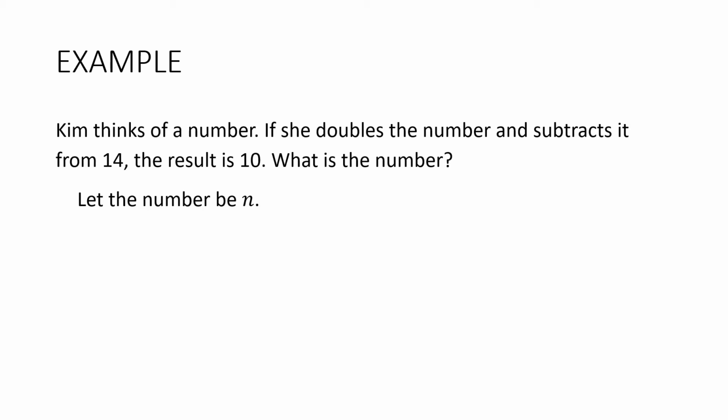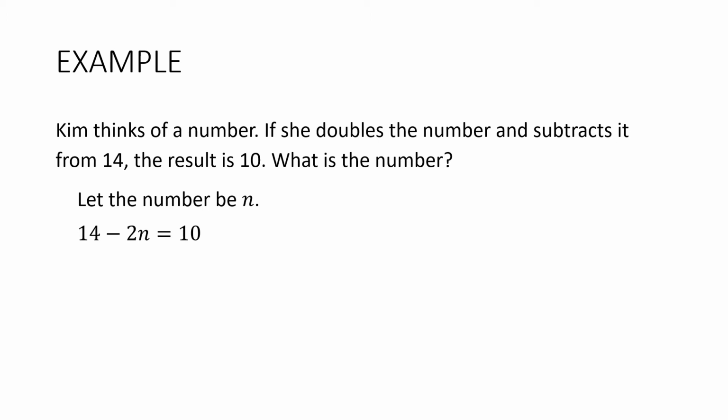Now we need to set up an equation. What's wrong with this? Let's read it again. If she doubles the number, that's 2n, and subtracts it from 14, this is back the front, isn't it? So it's really important with word problems that you read them carefully. In fact, we should have this. 14 take away 2n is equal to 10.